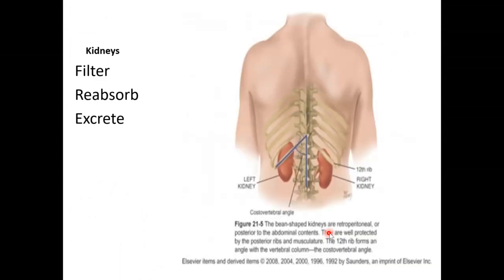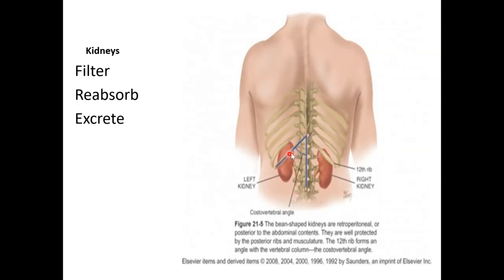So just as a little basic review, these are the kidneys and they're located in the flank area. We've got the left kidney and the right kidney. They are in the stomach area, but they're behind the stomach and behind the GI tract. It's called retroperitoneal, behind the peritoneal area, and it's protected here by these ribs.